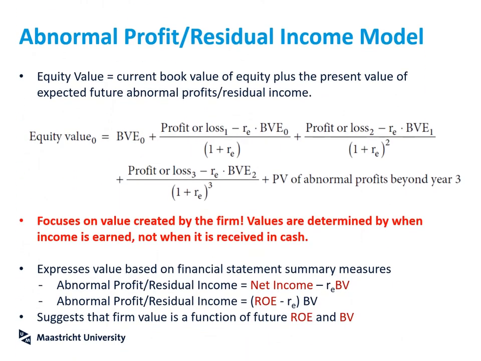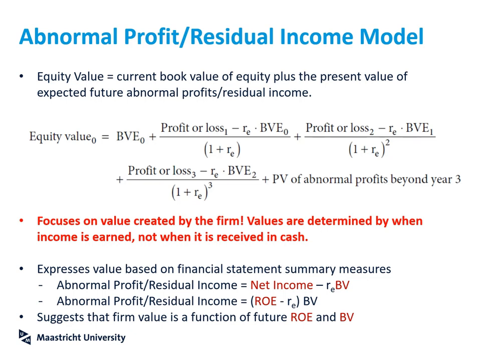However, we can also use information from the income statement to come up with a valuation of the firm. And that's why we have this abnormal profit, or also called residual income valuation model. And in this model, we see the value of the firm as a function of basically two components. One being the current book value of equity, and the other one being the present value of these future abnormal profits or future residual incomes that are generated on this book value of equity.